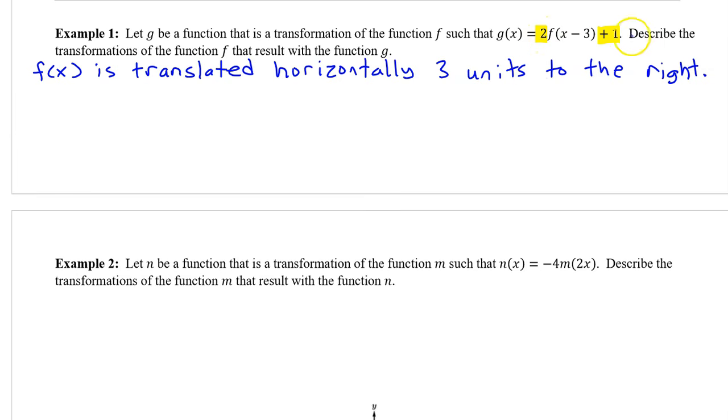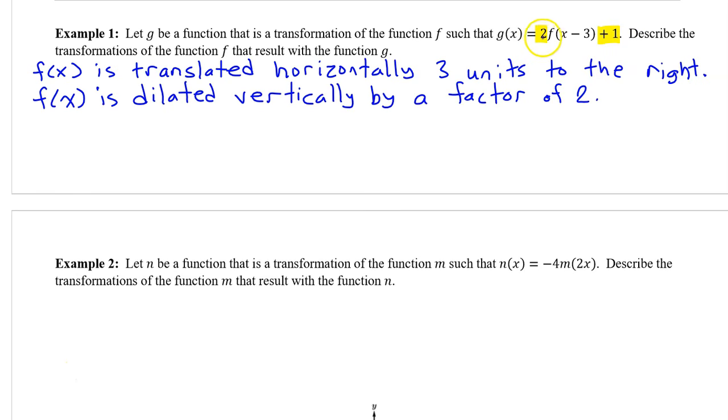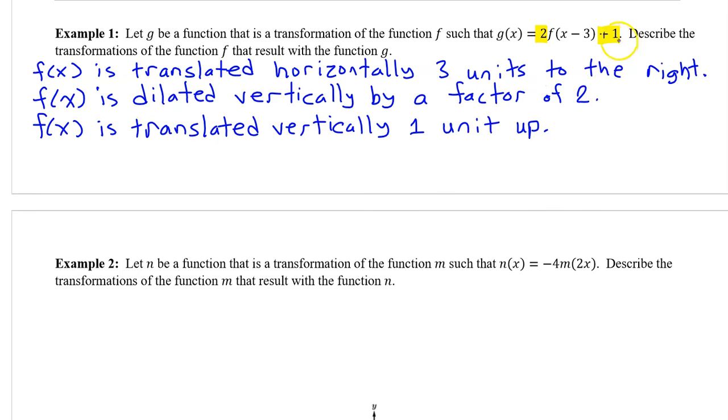Changes that appear outside of the parentheses are vertical transformations. They work just the way they appear. So this 2 in the front means that f of x is dilated vertically by a factor of 2. And this plus 1 on the end means that f of x is translated vertically 1 unit up.